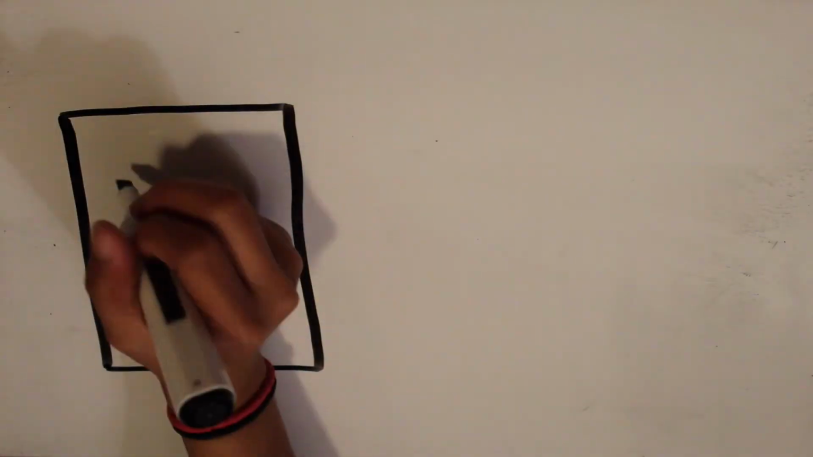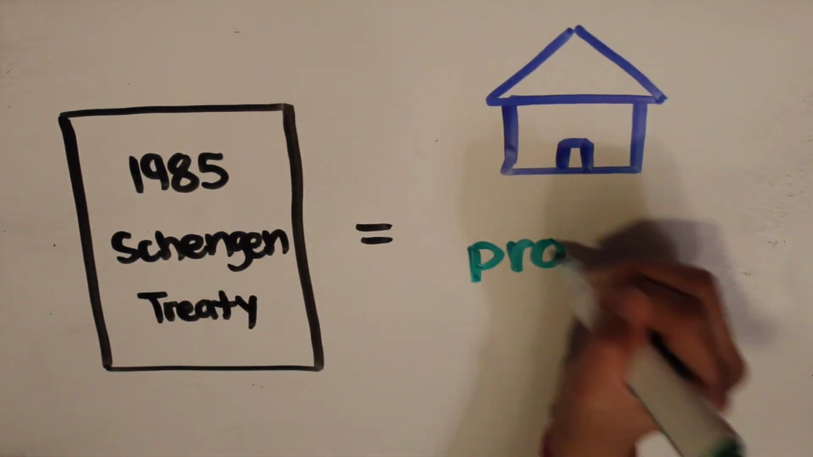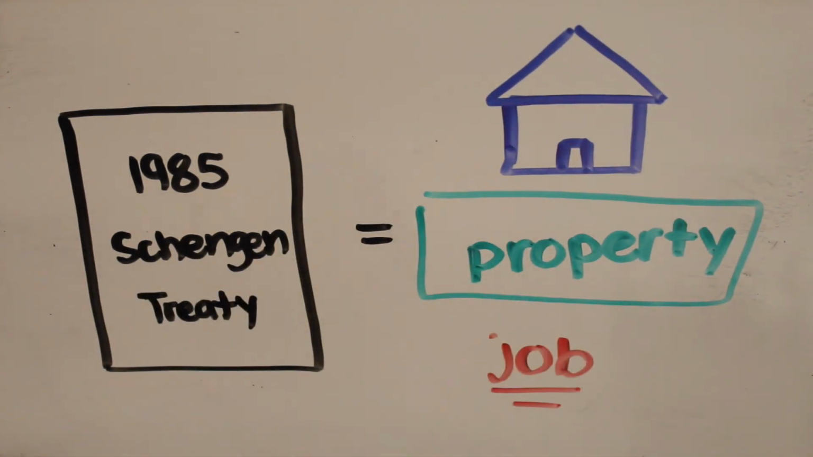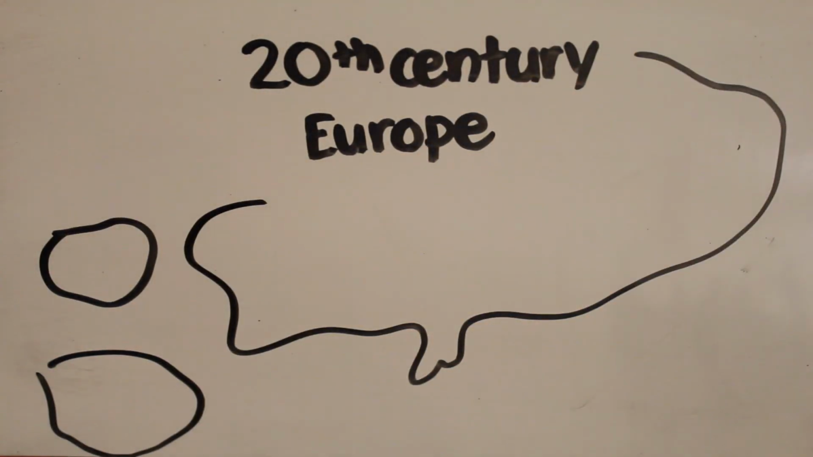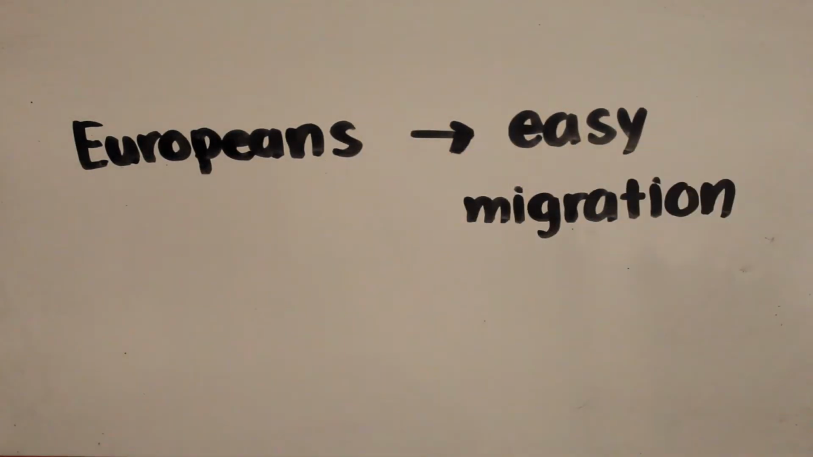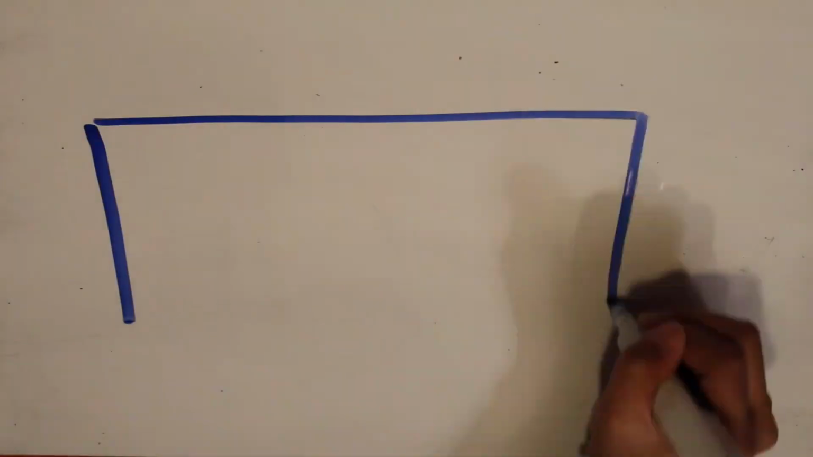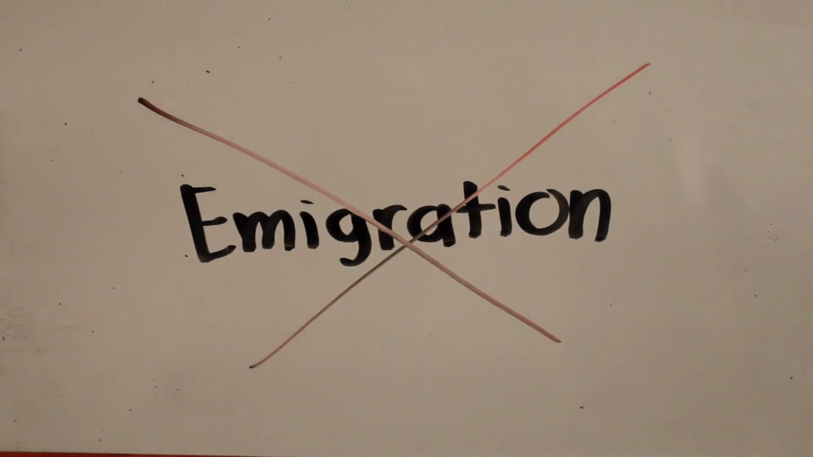The 1985 Schengen Treaty allows each citizen the right to live permanently, own property, and have a job. The largest flow of migration in Europe during the 20th century is from south to north. Migration became easier for Europeans than non-Europeans. Most European countries are in stage 4 of the demographic transition, which means immigration is not really needed.